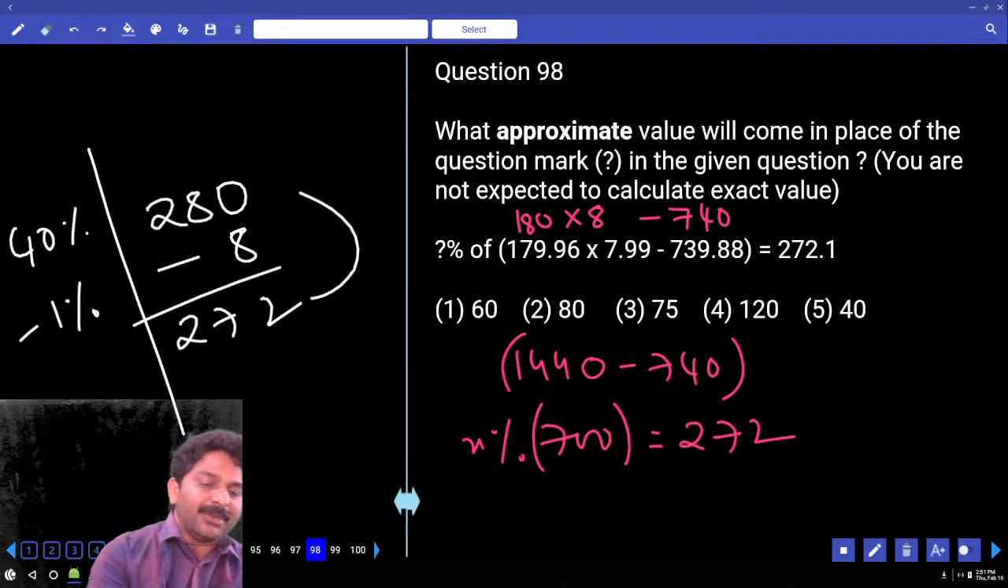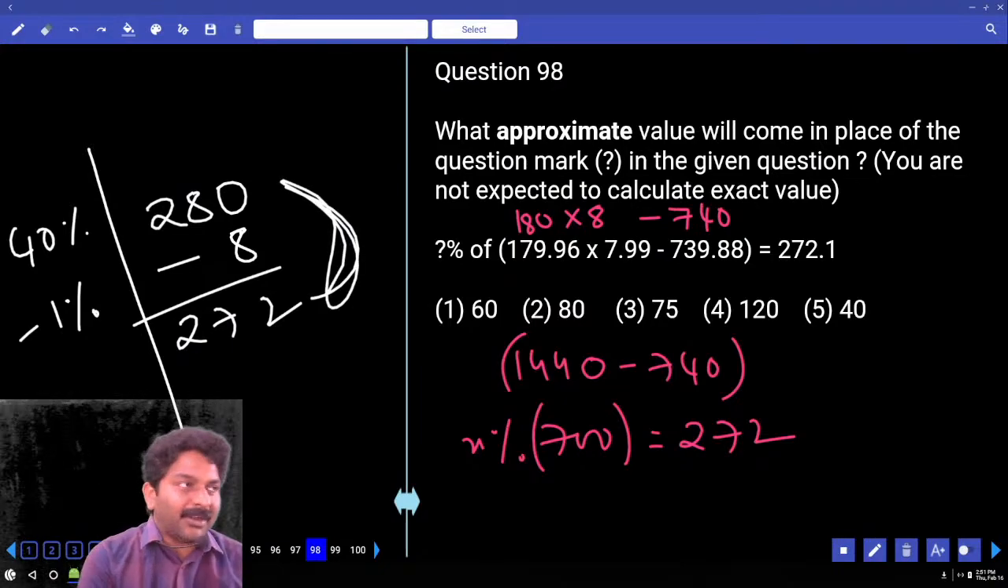Otherwise 272, 280 both are close enough. So answer can be 40. In case if you have 39, answer is 39 only. Okay now?